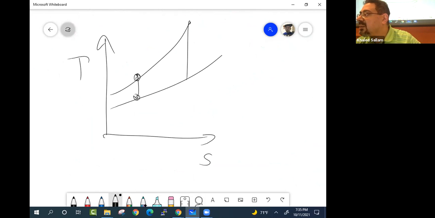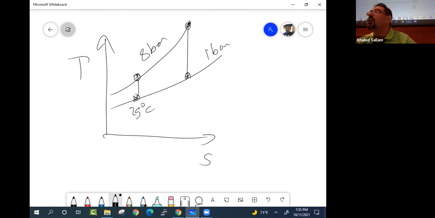But I cannot plot those temperature and pressure, which is 25 degrees C, this is 1 bar, and this is 8 bar. You cannot go to the steam table and put this point there and say, here's point 1. You need what? You need the TS diagram of air. Exactly, right.